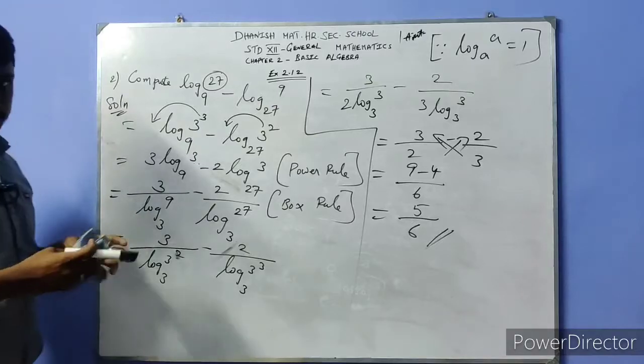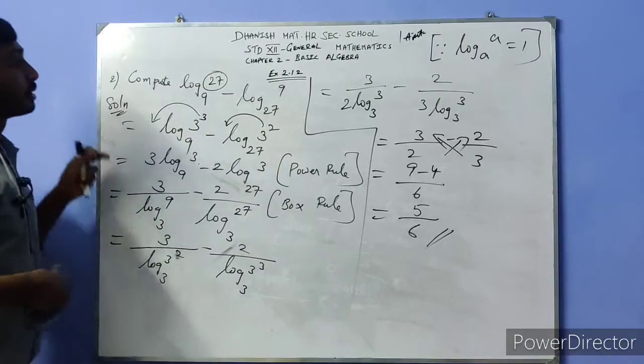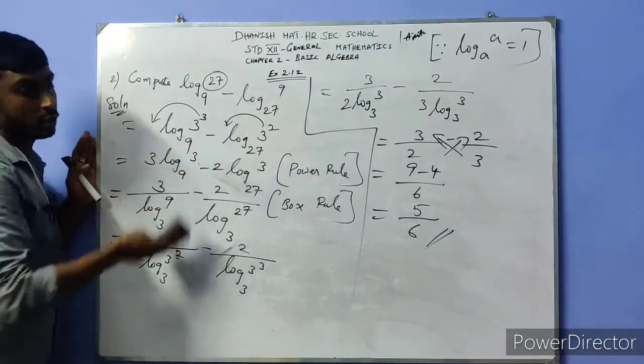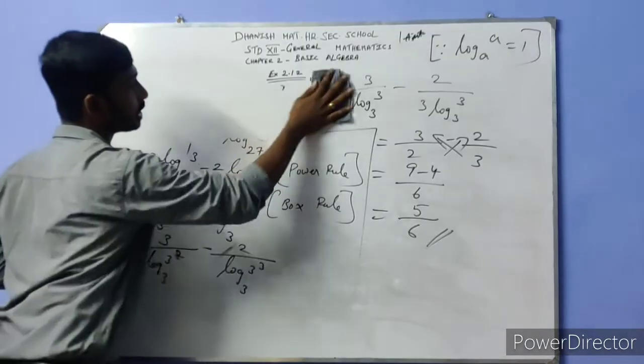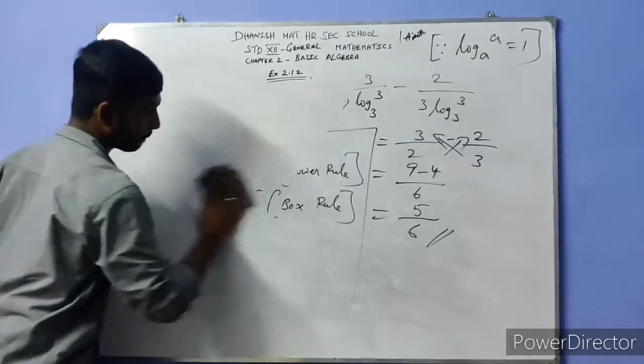Hereafter we are going to see the remaining sums. We are using these rules only. So let's see the third question. What is the question given here?